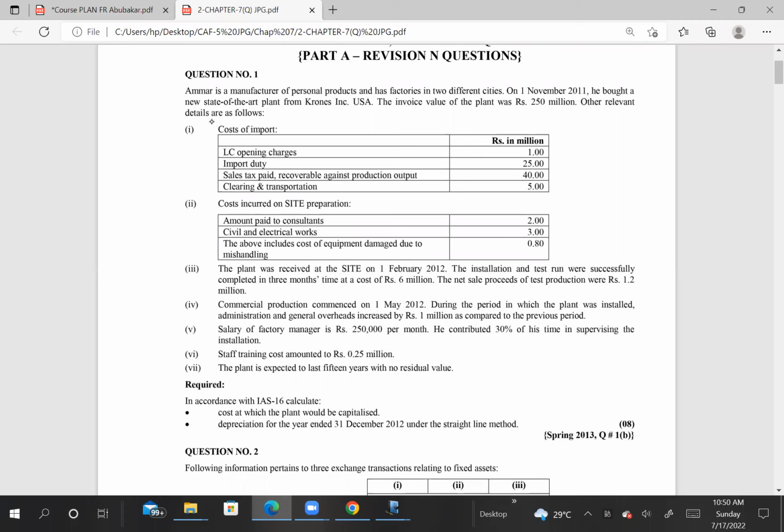Salary of the factory manager was 0.25 million per month. He contributed 30% of his time to supervising the installation, and the plant was installed in 3 months. Staff training cost is 0.25 million. Plant expected life is 15 years with no residual value. The question is, what would be the cost of the plant to be capitalized?